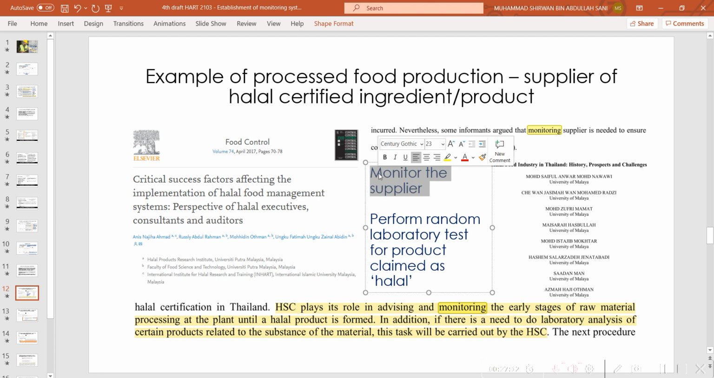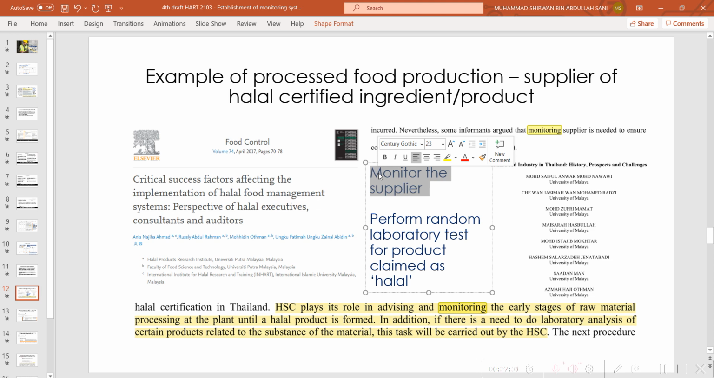Okay, if you learn about halal audit, there are a few types of audit. Okay, the first audit is what we call internal audit. Internal audit is an audit that is carried out by our company in our company. All right, so that's why we call it internal audit.